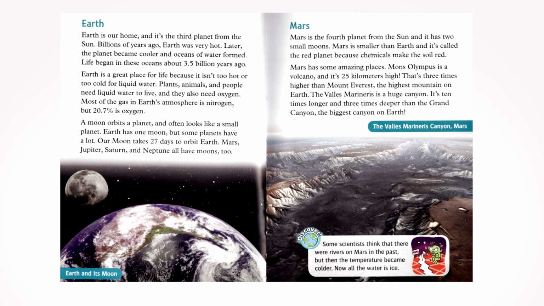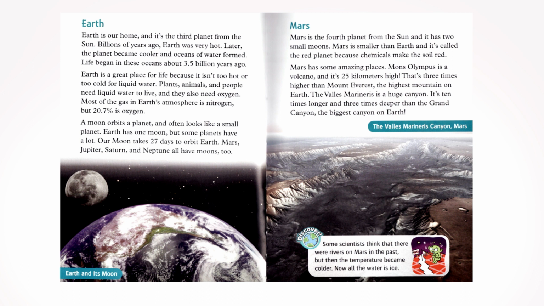Mars. Mars is the fourth planet from the Sun, and it has 2 small moons. Mars is smaller than Earth, and it's called the red planet because chemicals make the soil red. Mars has some amazing places. Mons Olympus is a volcano, and it's 25 kilometers high. That's 3 times higher than Mount Everest, the highest mountain on Earth.